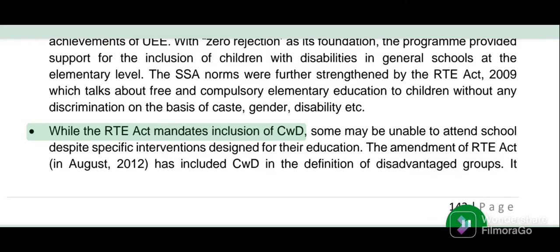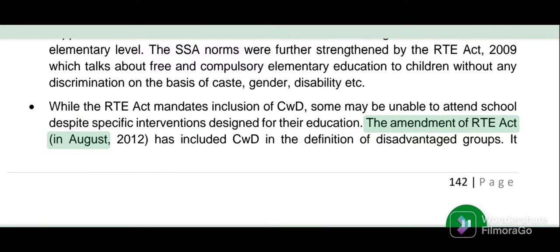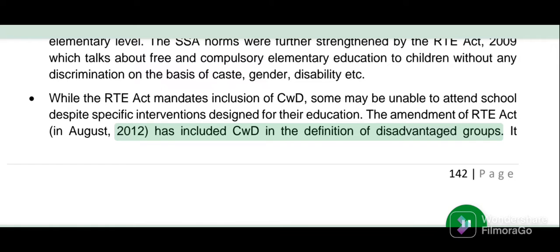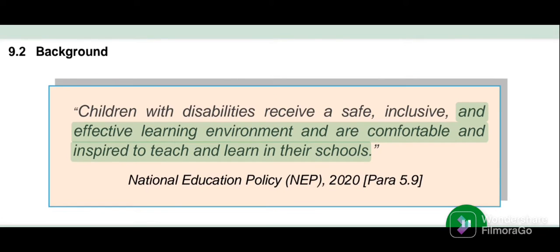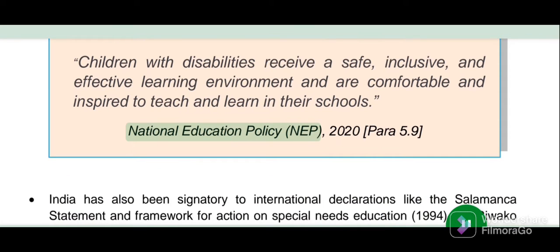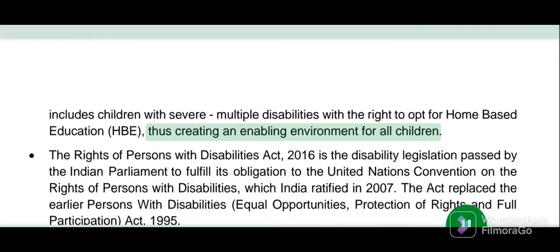While the RTE Act mandates inclusion of CWD, some may be unable to attend school despite specific interventions designed for their education. The amendment of RTE Act in August 2012 has included CWD in the definition of disadvantaged groups. Children with disabilities receive a safe, inclusive, and effective learning environment and are comfortable and inspired to teach and learn in their schools. National Education Policy NEP 2020 Para 5.9 includes children with severe, multiple disabilities with the right to opt for home-based education (HBE), thus creating an enabling environment for all children.